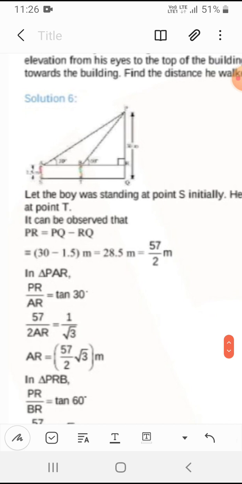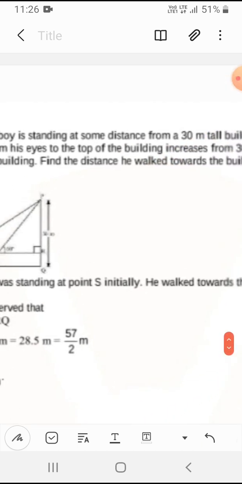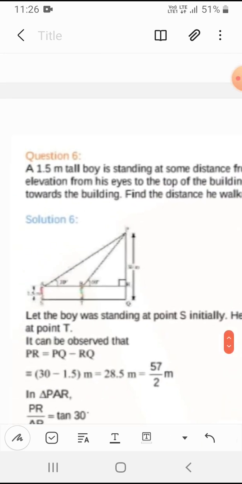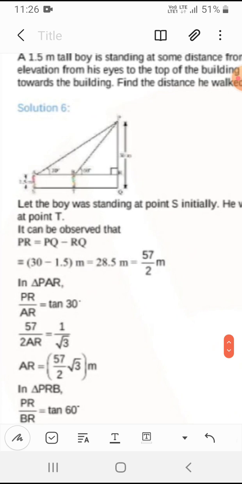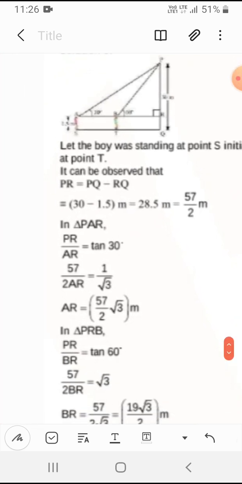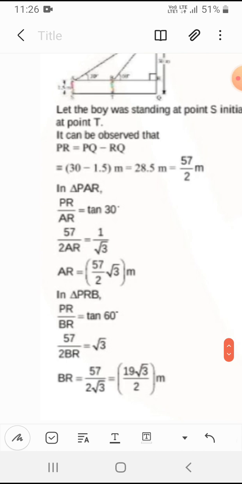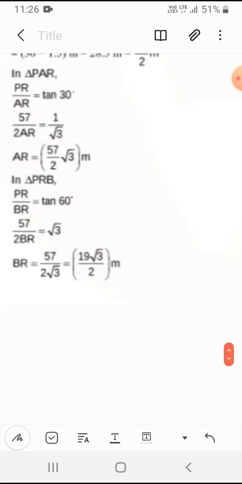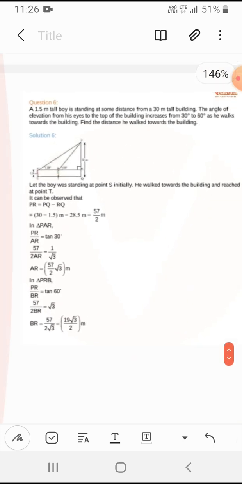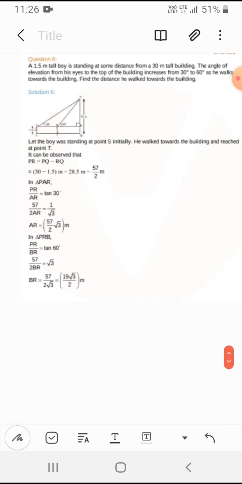So let's do 30 minus 1.5, which is 28.5, that is 57 by 2 meter when we divide. So next they have given tan 30. Let's take 57 by 2 over a is equal to 1 by root 3. So 57 root 3 by 2 meter is the answer we get, and let's take 57 by 2 over b is equal to tan 60, that is root 3. We get 19 root 3 by 2 meter as the answer when we divide.